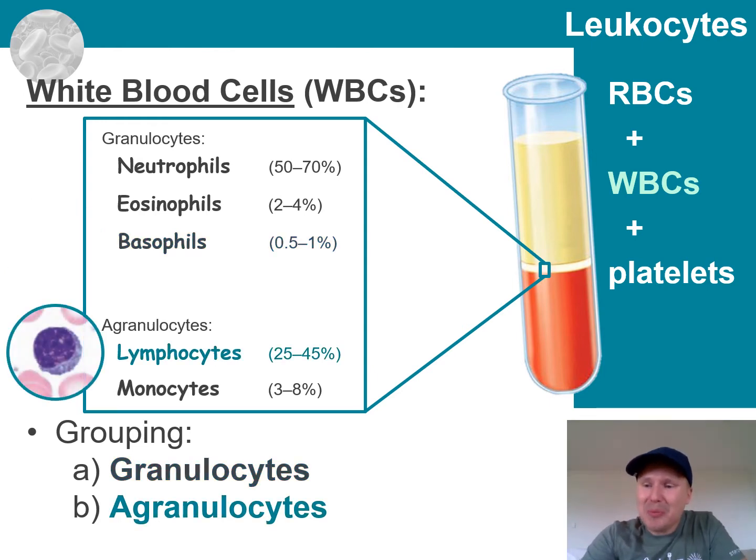Now let's look at the two white blood cells that do not have granules in their cytoplasm. First, lymphocytes. Note that the lymphocytes are the second most numerous type of white blood cells. We could describe them as having a large spherical nucleus and a thin rim of pale blue cytoplasm after staining. They are responsible for antibodies and immune responses, and they are named based on the site of production: T cells for thymus and B cells for bone marrow.